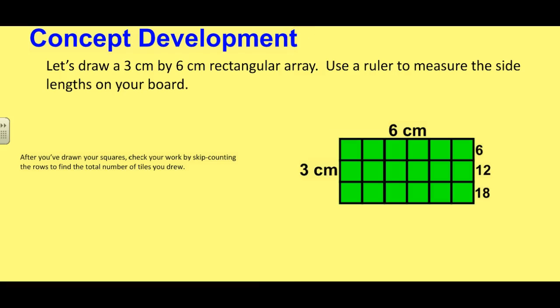Okay, so your rectangle looks similar to this, and if you were skip counting, you could have done 6, 12, 18. You could have also skip counted by 3s on the bottom and gotten to 18, so we know that this rectangle had an area of 18 square centimeters.